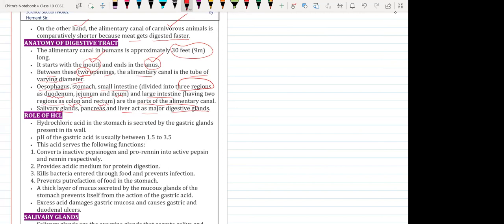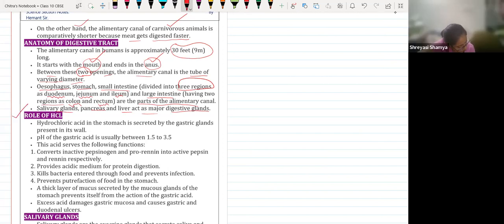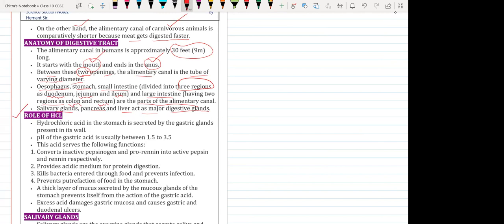Now, the role of HCl is very important. Hydrochloric acid in the stomach is secreted by the gastric gland. Its pH value is between 1.5 and 3.5. This acid serves the following functions. Number one, it converts inactive pepsinogen into pepsin, which we already discussed. It provides an acidic medium for the digestion of protein. It kills bacteria which entered through the food and prevents infection also.